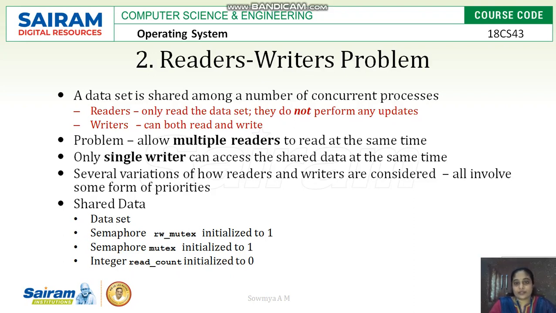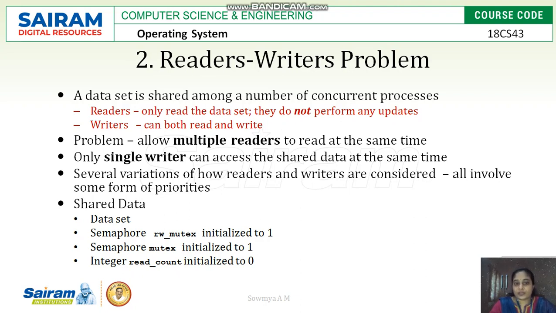According to the reader-writer problem, the data set is shared among a number of concurrent processes. So it is not like the producer-consumer problem where only two processes are utilizing a file. Here there are n number of processes utilizing the file. Reader and writer are the two categories using the file, so the processes should be divided into two categories: one is reader and one is writer.